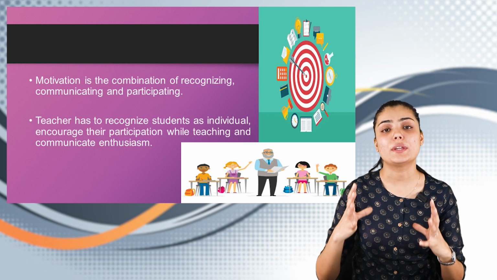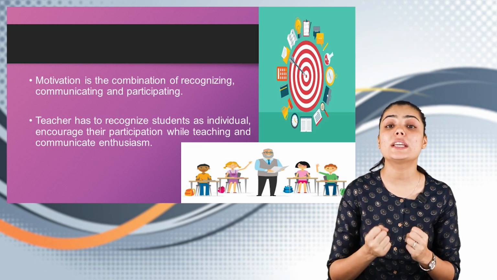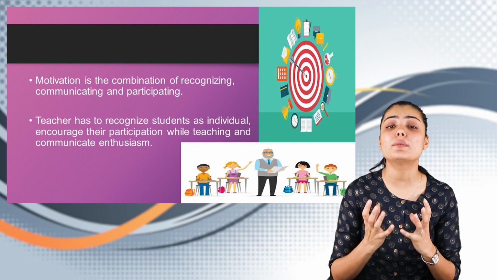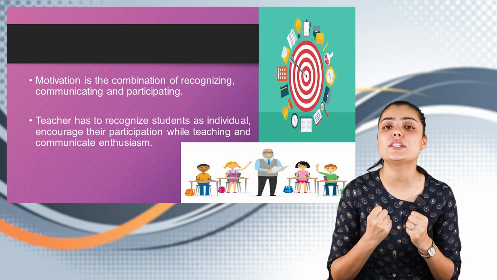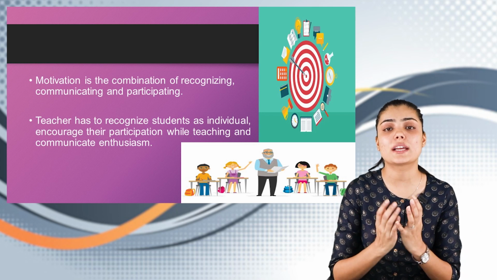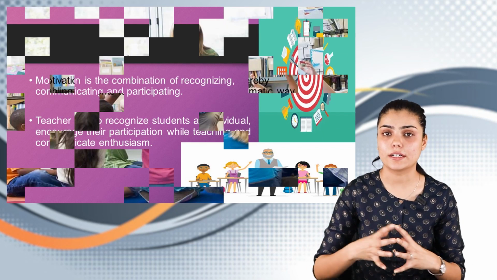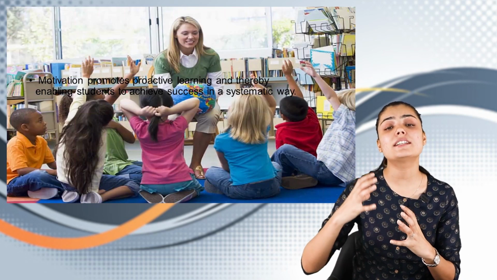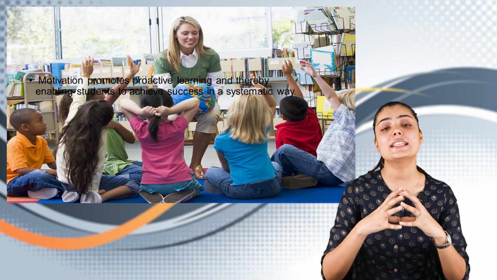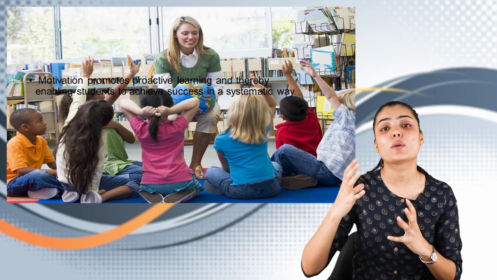And finally, communication. The teacher must communicate enthusiasm. The teacher must be able to inculcate that motivation and enthusiasm within the students so that they participate in the teaching learning process, so that they learn. Motivation will promote active learning in the students, and hence it will enable the students to achieve their goals in a systematic way. So the first principle is the principle of motivation, which says that the best teacher is the one who is able to motivate and inspire the students.